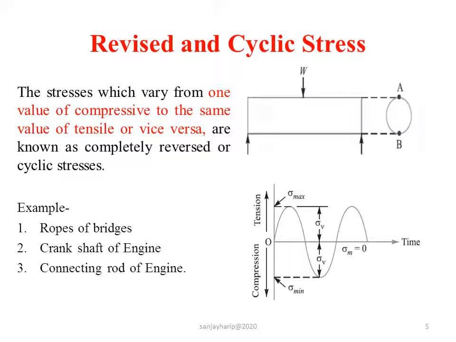Let us see a rotating beam of circular cross section which carries a load W. This load induces stress on the beam which is cyclic in nature. That is, if A is under compression, at the same time point B is under tension. After half a revolution, B will be under compression and A will be under tension. This variation of stress depends on the speed of the beam. Therefore, the stresses which vary from one value of compressive to the same value of tensile or vice versa are known as completely reversed or cyclic stresses.